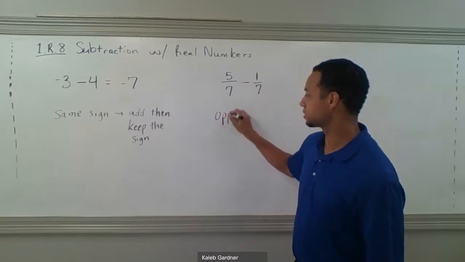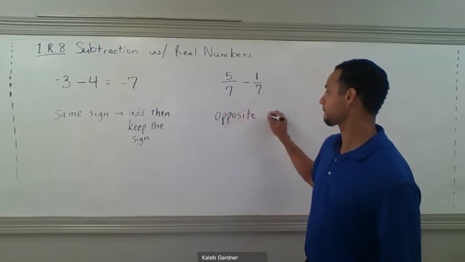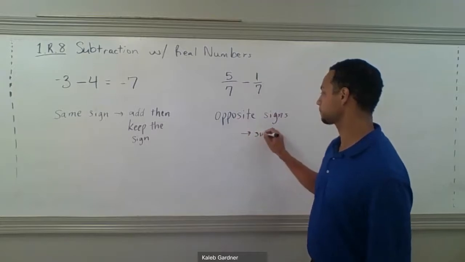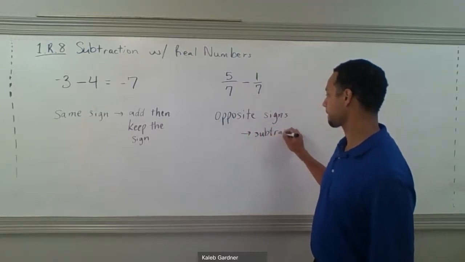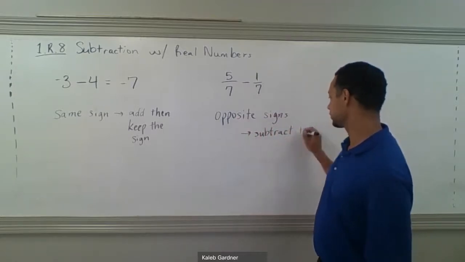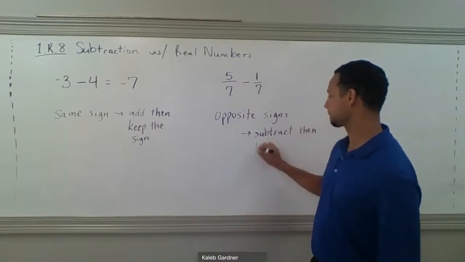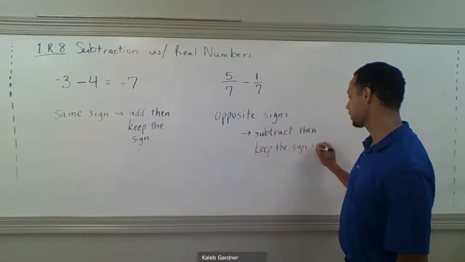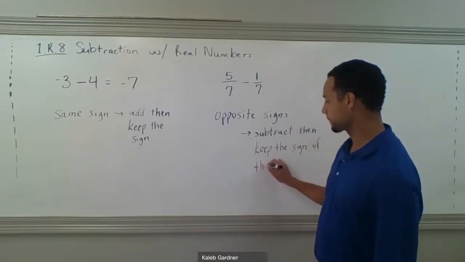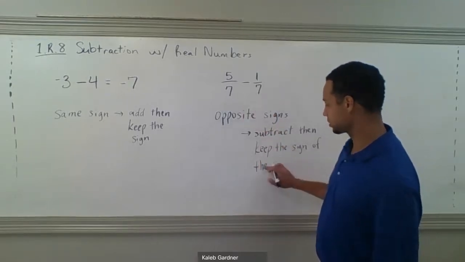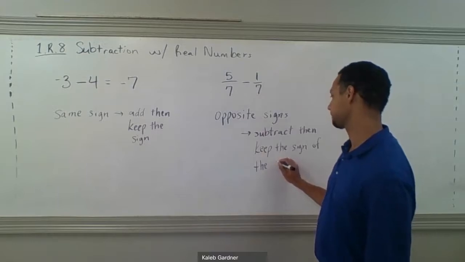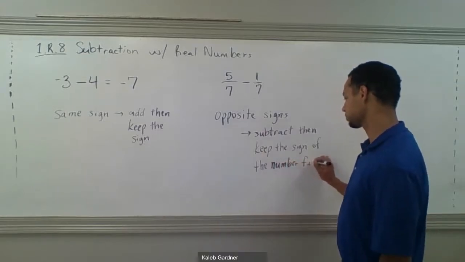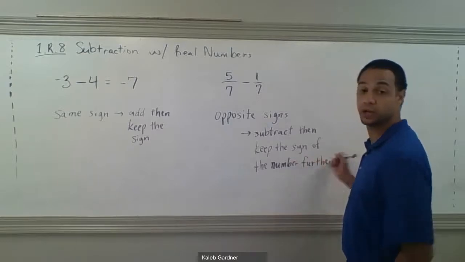So when we have opposite signs, we subtract. And then keep the sign of the number, all right, of the one that is further from zero. Of the number that was originally further from zero. That's how I like to say it. Some people say the bigger number.